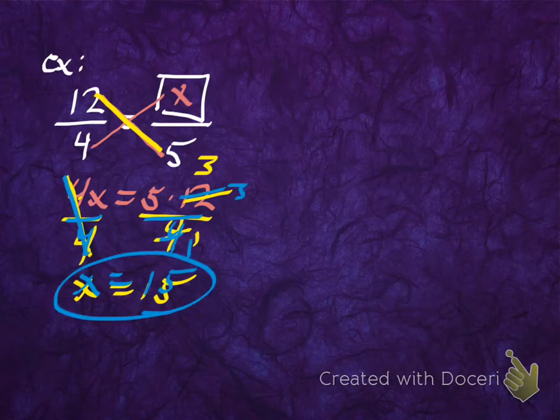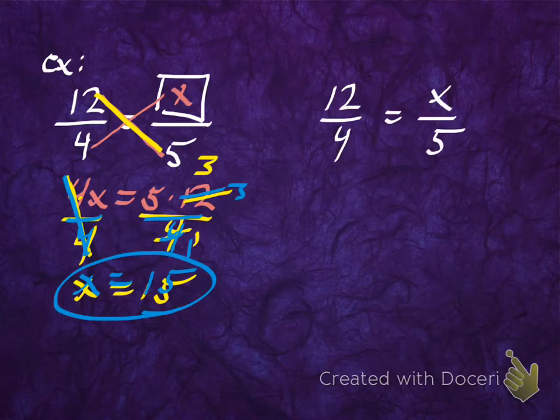Oh, and look at that. I did it twice. All right, let's go ahead and play. Here's another way to do the same problem. Okay, 12 over 4 equals x over 5. The first way we did by cross multiplying and dividing. Okay, the second method is what we're going to do. All right, let's go ahead and play it.